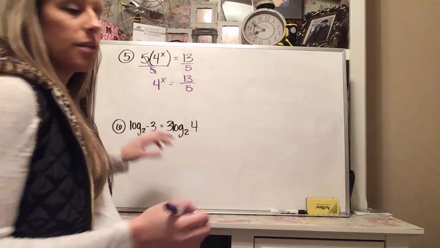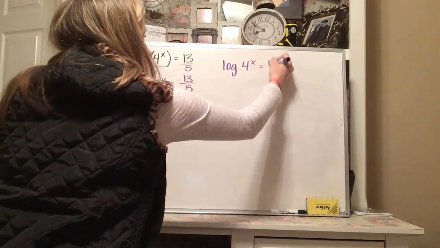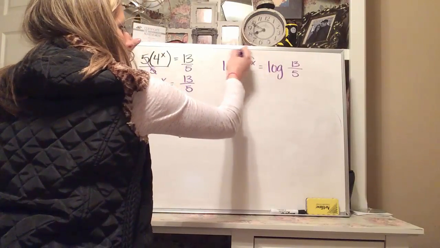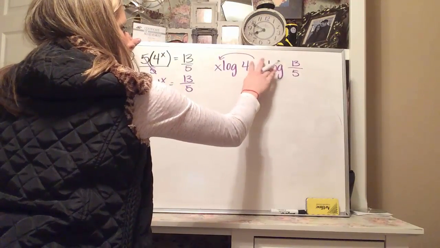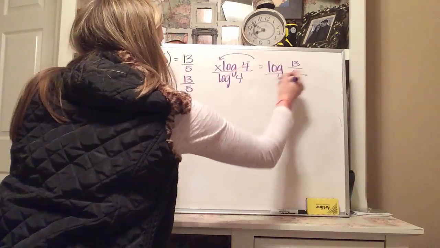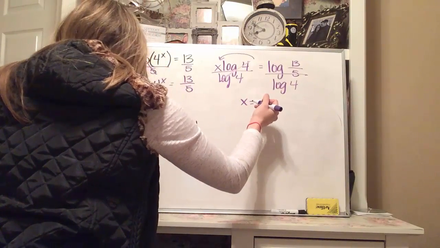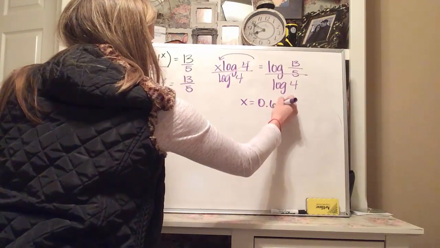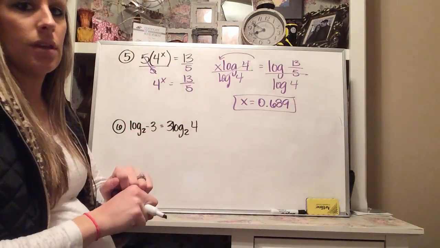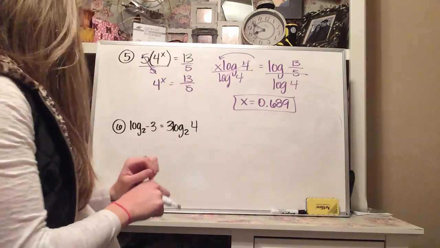Okay, now I can take the log of both sides. So log of 4 to the x power equals log of 13/5. I'm going to move that x in front of my log and divide by the log of 4. So you should get that x equals 0.689. Okay, if you didn't get that, I would definitely check your parentheses, make sure those are right.